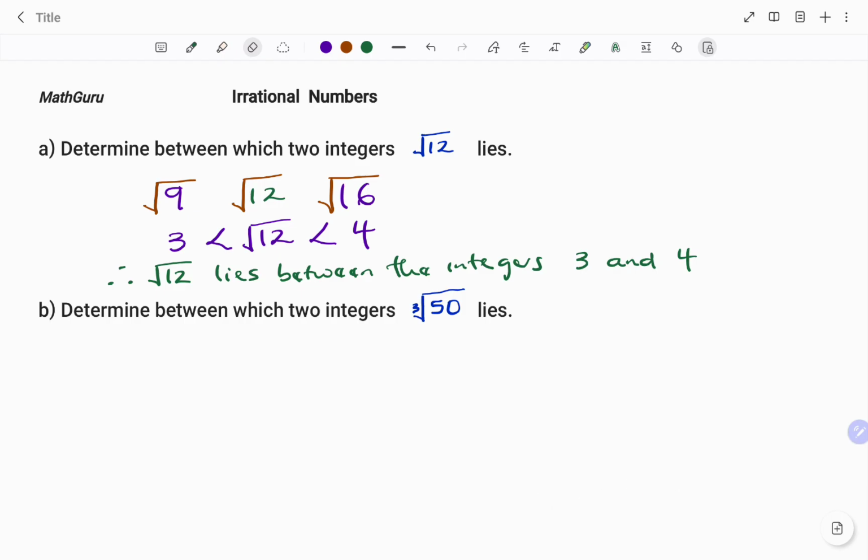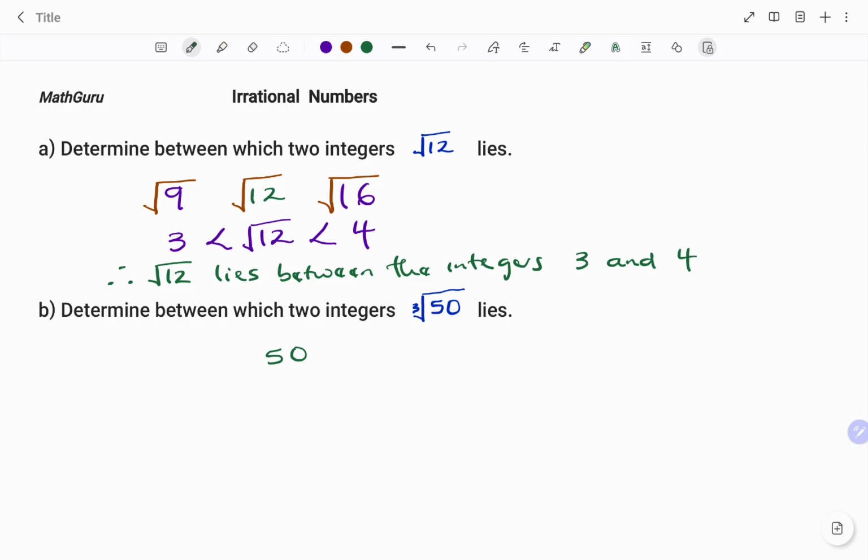Let's look at the next example. We want to determine between which integers the cube root of 50 lies. Note that when we were solving the first question, we had a square root, so we were looking for perfect squares. In this example, we are going to look for perfect cubes. So I'm going to start by listing my numbers. I have 50, so I need a perfect cube less than 50, and one that is immediately greater than 50.